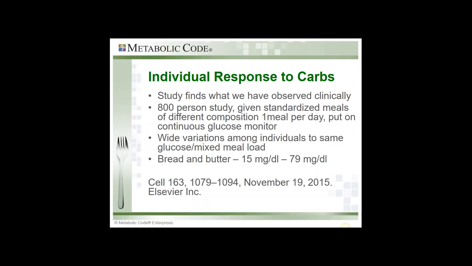Now these blood glucose levels were recorded in European numbers, and I wasn't able to convert them to numbers closer to ours. But the point here is that one of the carb things they had people eat at that morning meal was just plain old bread and butter. And the glycemic response to bread and butter ranged anywhere from 15 milligrams per deciliter in European measurement to 79. So look at that variance. It was huge.